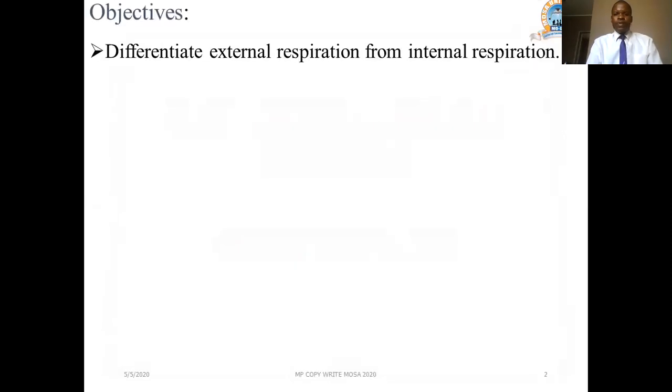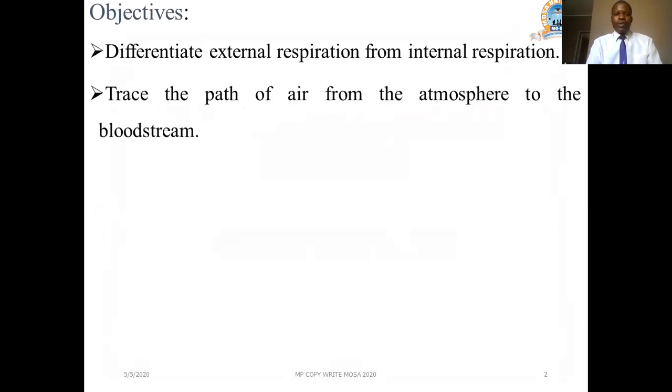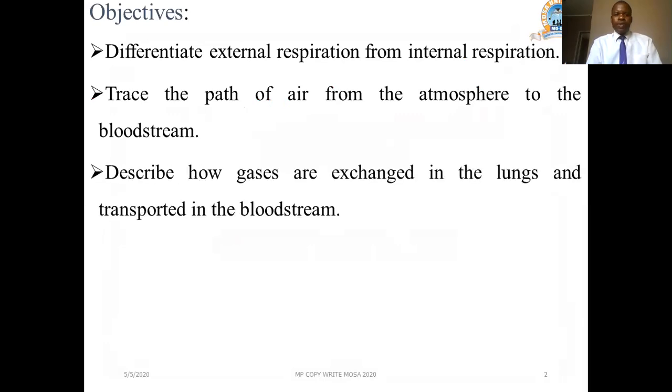So the objectives of this unit under the respiratory system are to be able to differentiate external respiration and internal respiration, trace the path of air from the atmosphere to the bloodstream. You should be able to describe how gases exchange in the lungs and their transportation in the bloodstream.